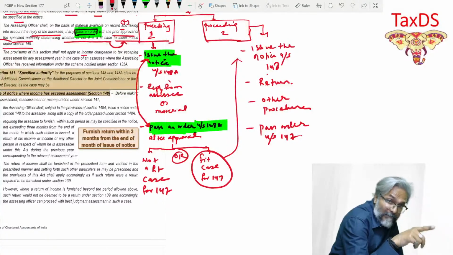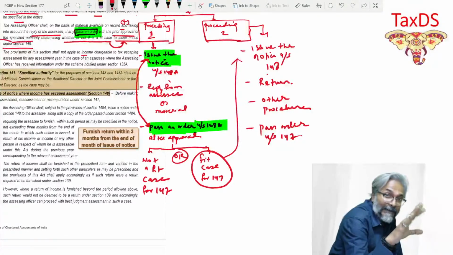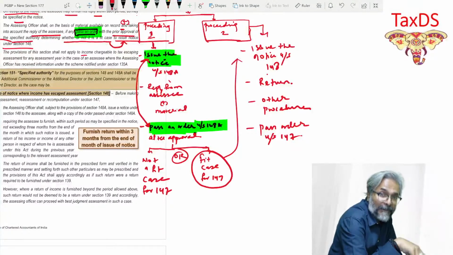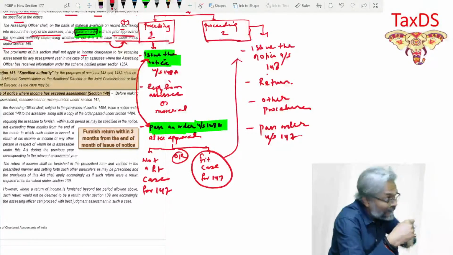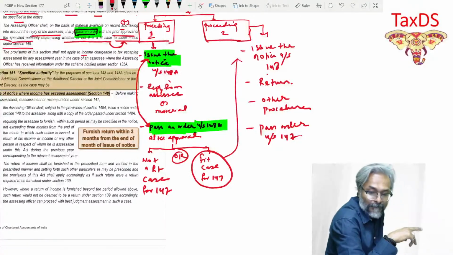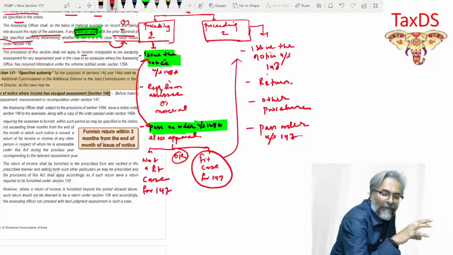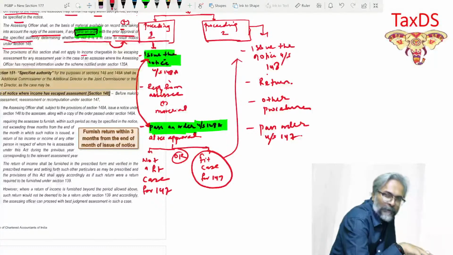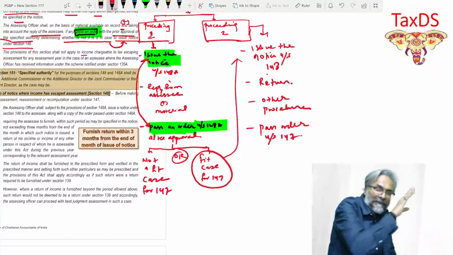In proceeding 1, you start with the notice of 148A and you end with the order of 148A. And in that order of 148A, you have to decide whether or not it is a fit case for 147. If it is a fit case of 147, then you will enter the second proceeding. And what is the second proceeding, students? The second proceeding is to issue the notice under 148, and thereafter returns would be filed in response to the notice of 148. Then other procedures would be followed and finally the order would be passed.